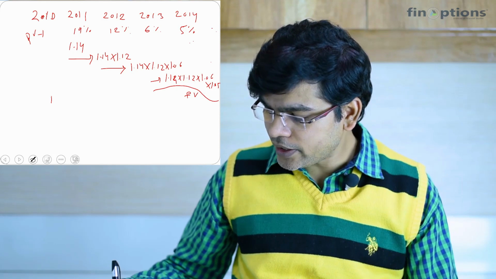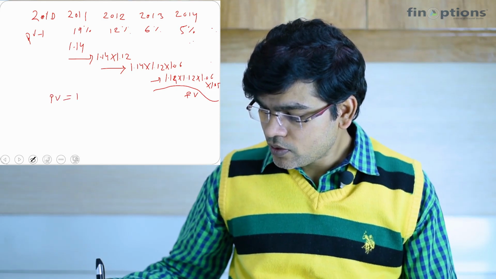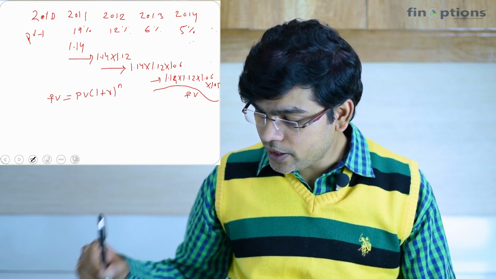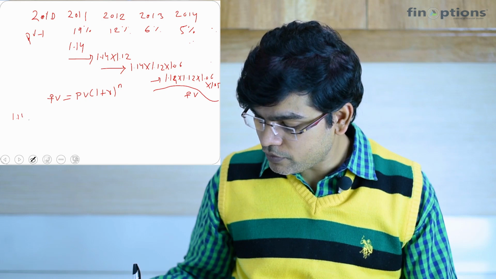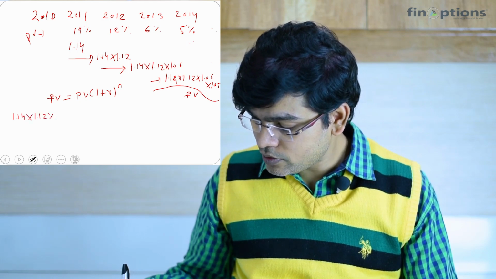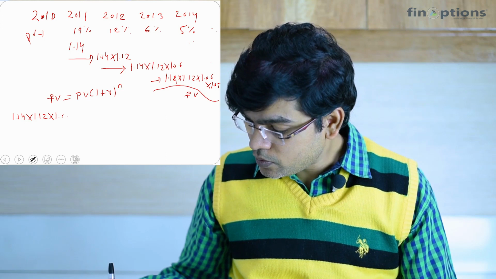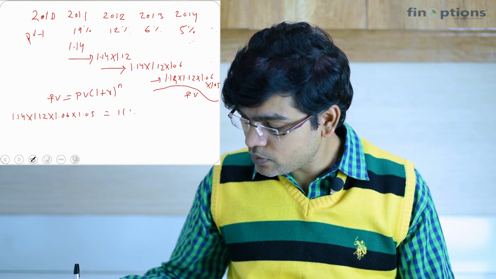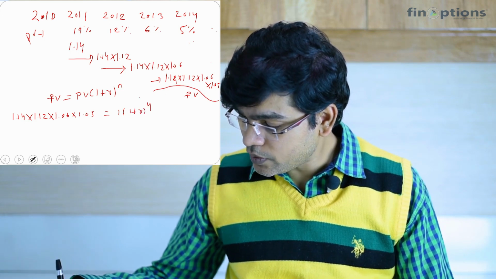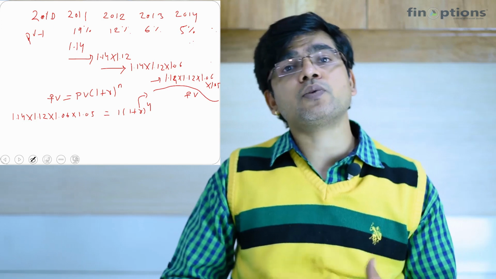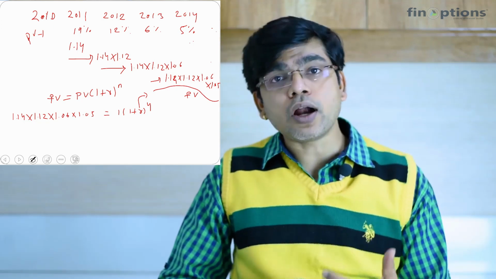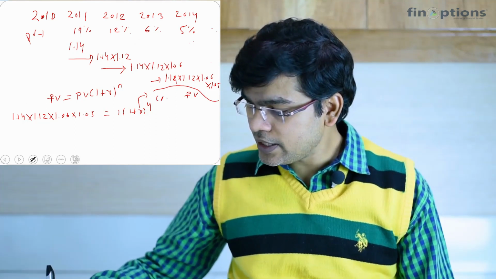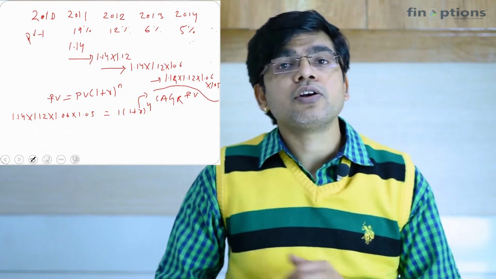If you put it into terms of a formula, it is FV equals PV into 1 plus R raised to the power n. In this case, my future value is 1.14 into 1.12 into 1.06 into 1.05, which equals 1 into 1 plus R raised to the power 4. So what we are trying to find out is this R. On an average, what is the compounded return annually you have got on an investment over a period of time, and this is what you refer to as your CAGR, compounded annual growth rate.